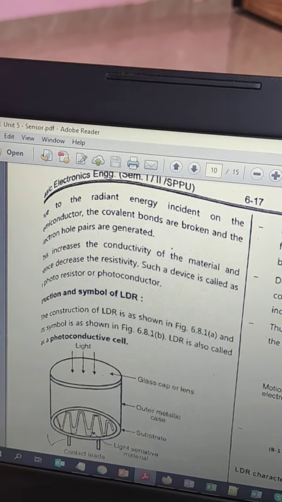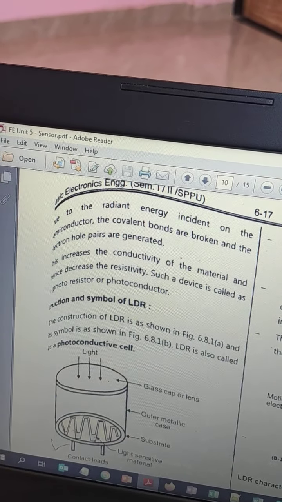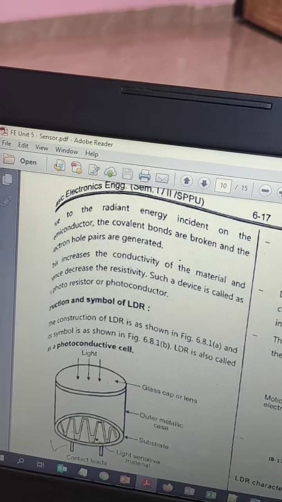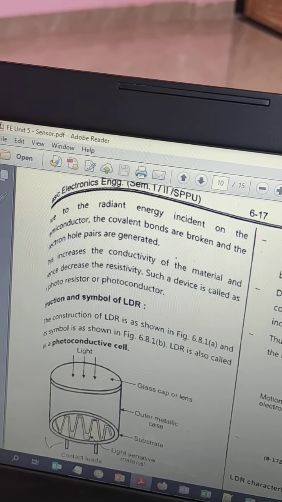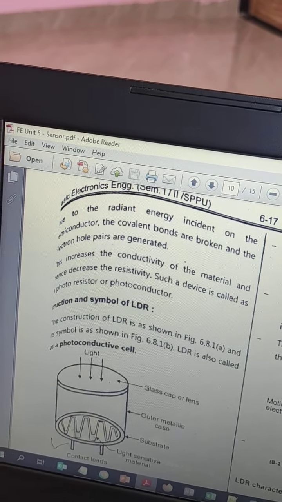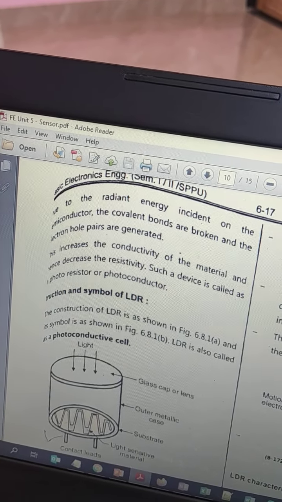Due to the direct energy incident on a semiconductor, covalent bonds are broken and electron hole pairs get generated. So the conductivity of the material increases and hence the resistivity decreases. Such a device we call a photoresistor or photoconductor.